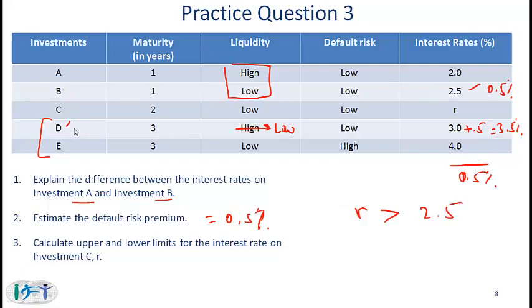And if you look at the low liquidity version of D, that has a return of 3.5%. Other than that, it is similar to C because liquidity is the same, default risk is the same. So maturity for investment C is less than the maturity for investment D. That means that R has to be less than 3.5. So the range for R has to be between 2.5 and 3.5.